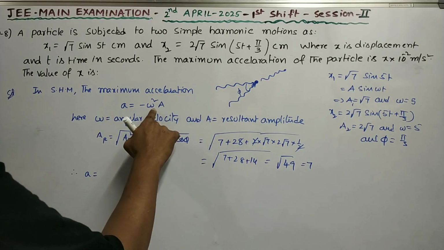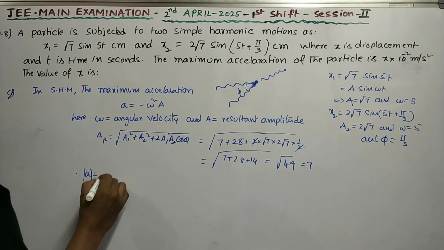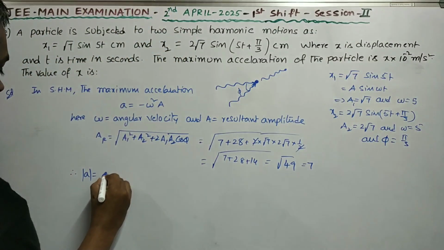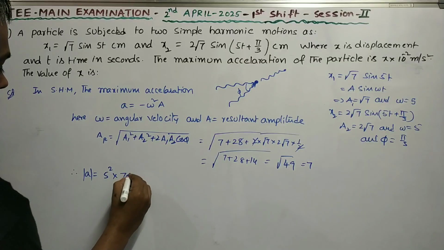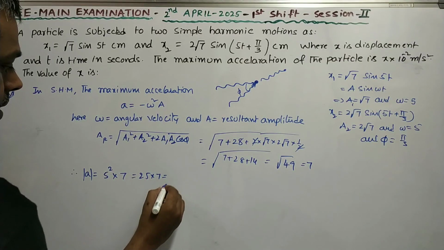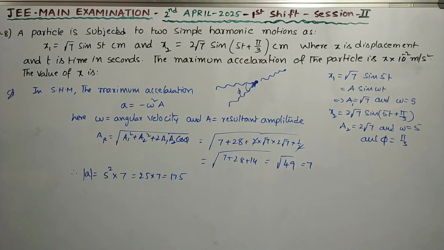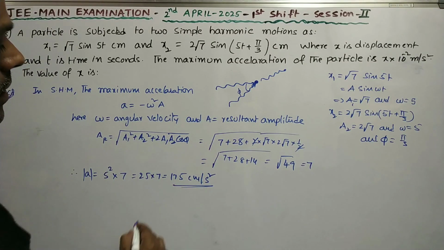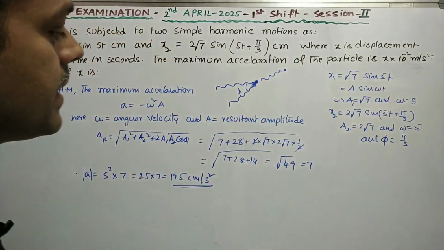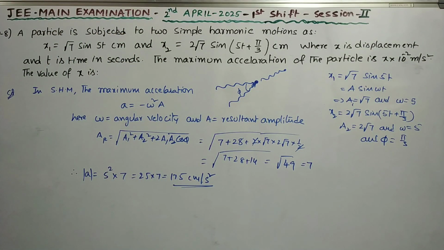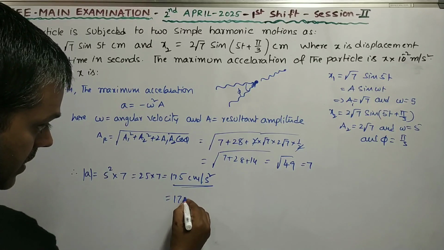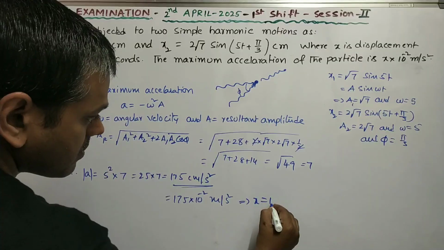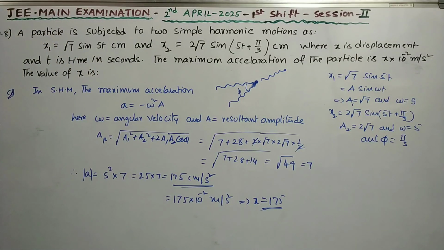Therefore the required maximum acceleration of the particle is omega square into mod A. Omega is equal to 5, so omega square means 5 square into 7. 25 into 7 is equal to 175 centimeter per second square. But the answer is asked in meter per second square, so it is 175 into 10 power minus 2 meter per second square. That implies x is equal to 175. That's it. Okay? Right.